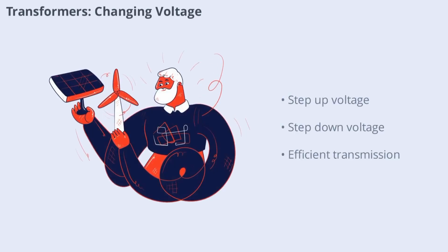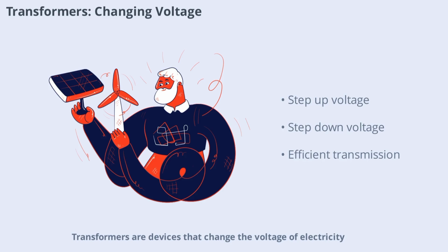Transformers are devices that change the voltage of electricity. They can step voltage up for efficient transmission over long distances, or step it down for safe use in homes and businesses. Transformers are a crucial part of the electrical grid, ensuring that electricity is delivered safely and efficiently wherever it's needed.